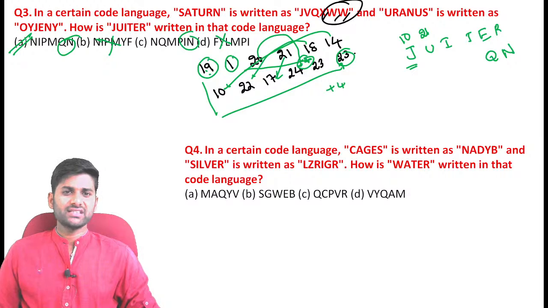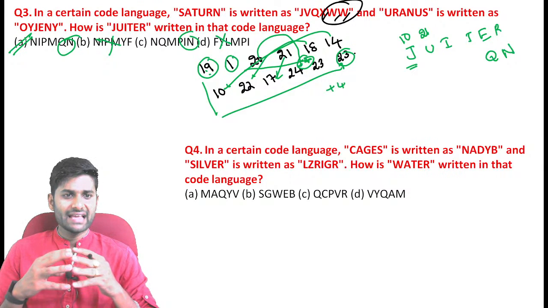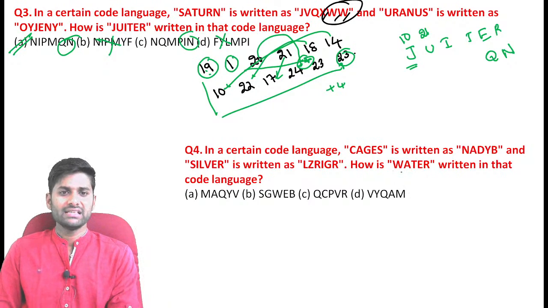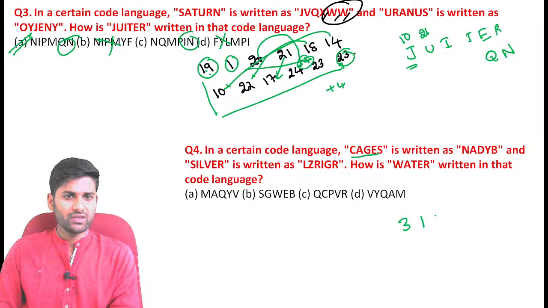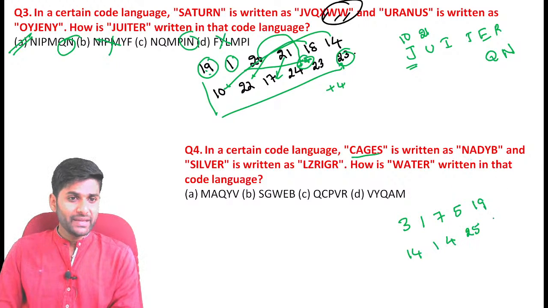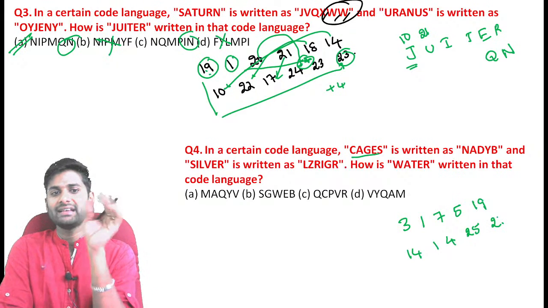See the next one. In a certain code language, CAGES is written as NADYB and SILVER can be coded as LZRIZR. Then how can WATER be coded? Same as what I mentioned, guys. See, converted to the numerical part here. C3, A1, G7, E5, S is 19. Same way, N is equal to 14 here, A is equal to 1, D is equal to 4, Y is equal to 25, and B is equal to 2. So that is the entire scenario.